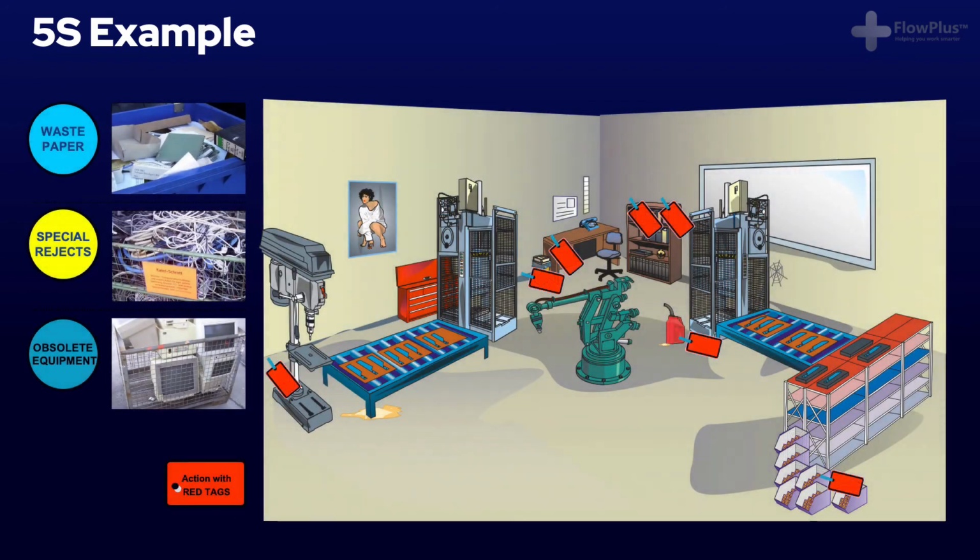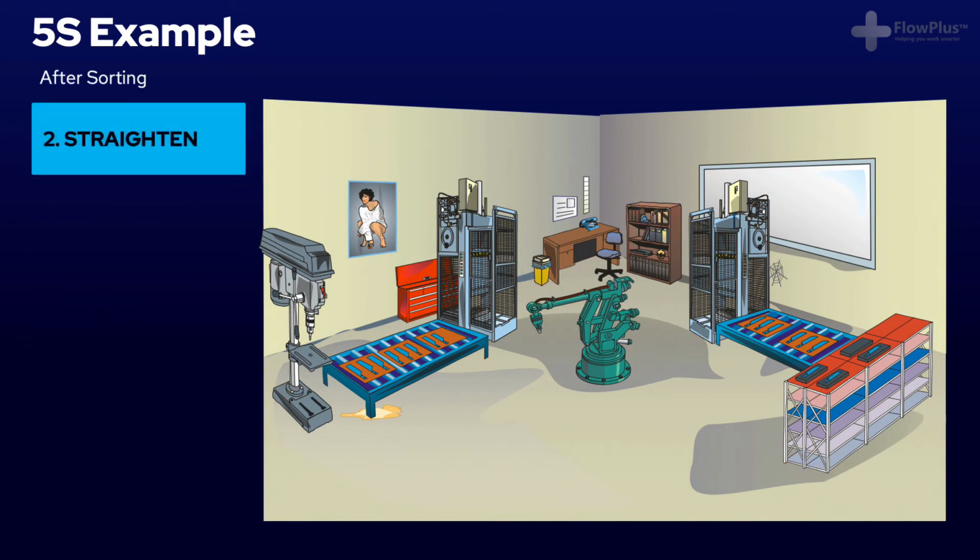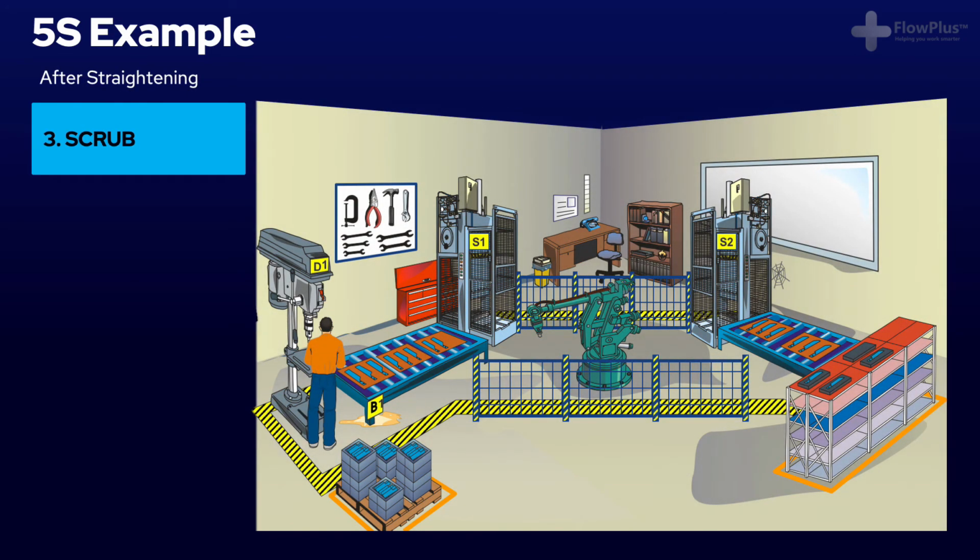Once the items have been sorted, we move on to the straighten stage. A shadow board was installed. Visual markings were placed to signify where each piece of equipment should be placed and around the workstation. Barriers were also installed for safety to separate the operator from the machinery.